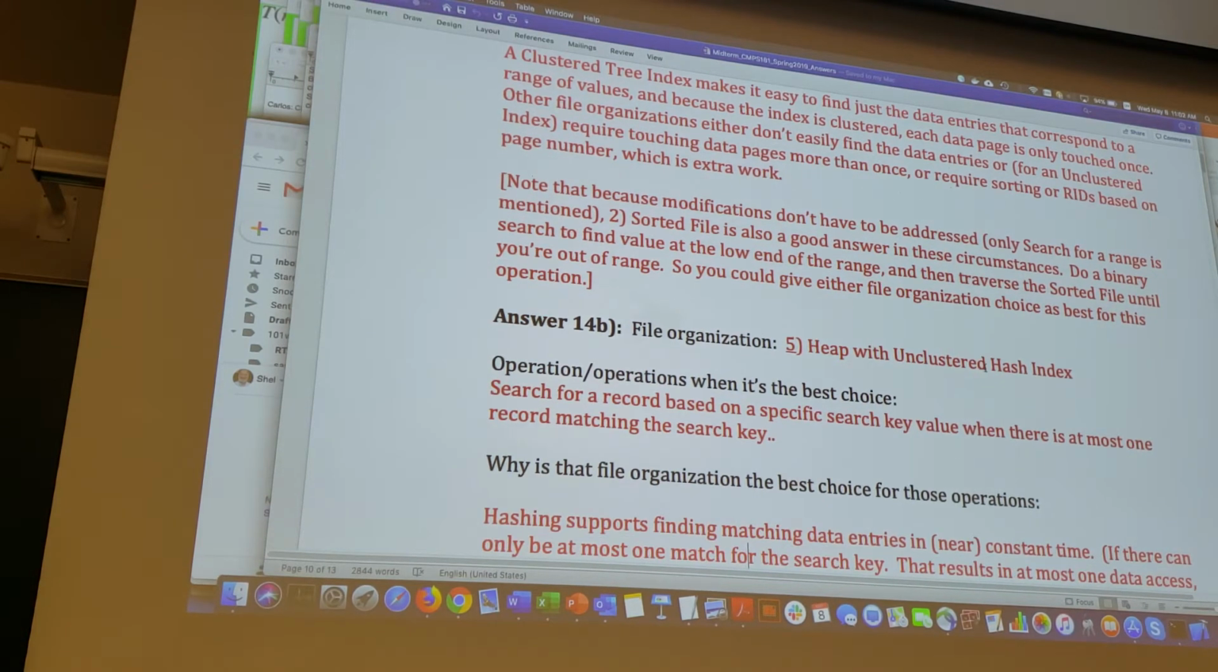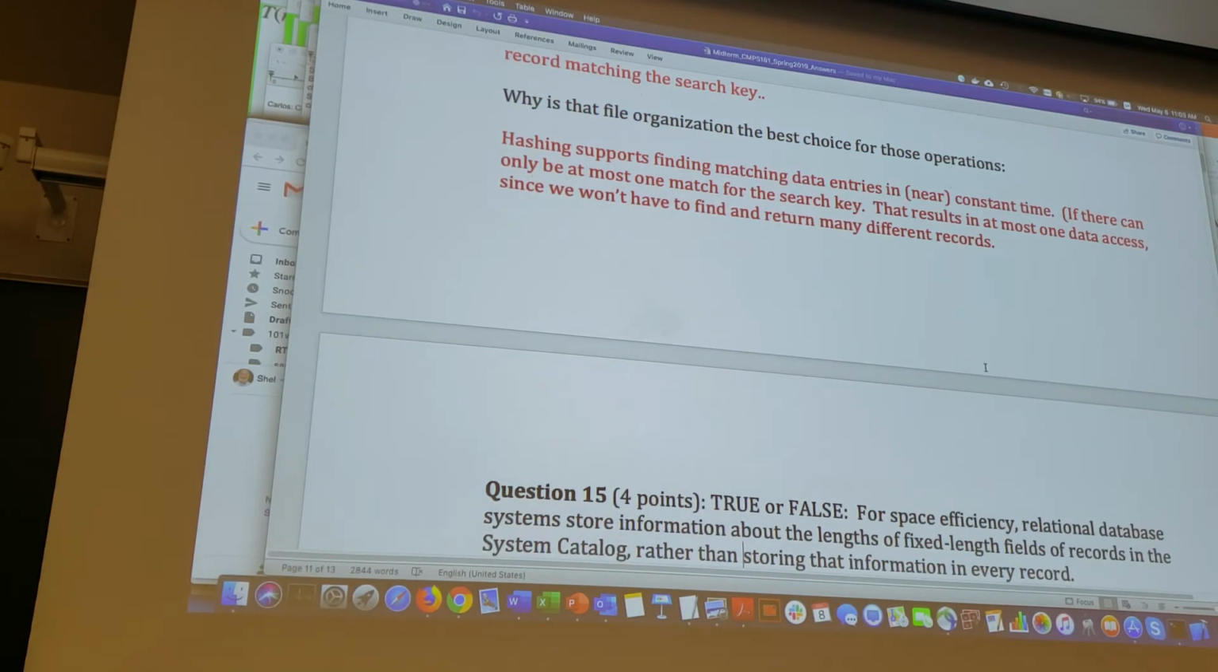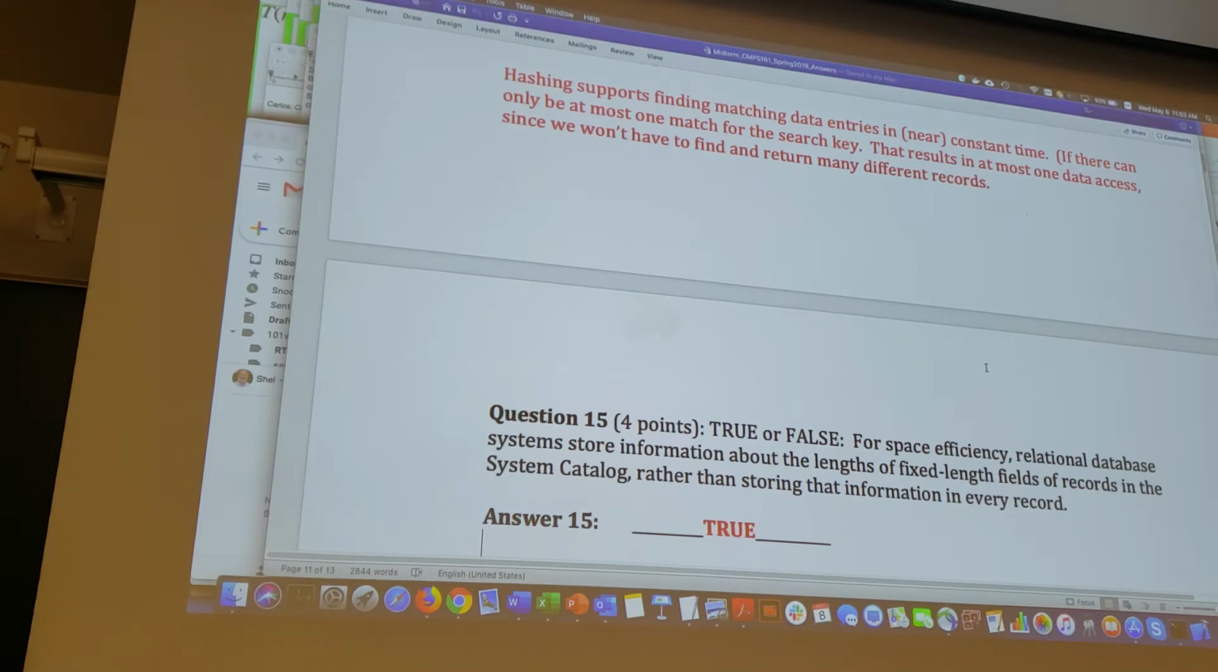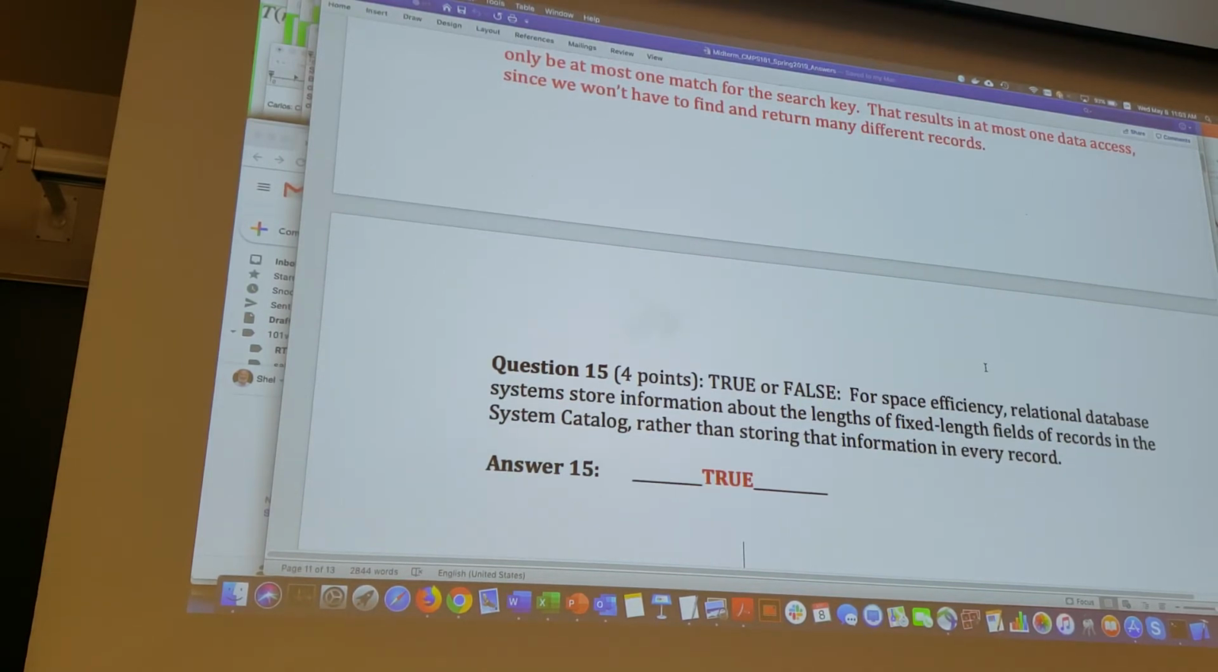In the case of searching on a specific search key value, when there is at most one record matching it, hashing is great because of the constant time that's involved. So that's going to end up being good. We can give more detail on that too, but I just wrote a relatively short one. And there are lots of other answers that are good.